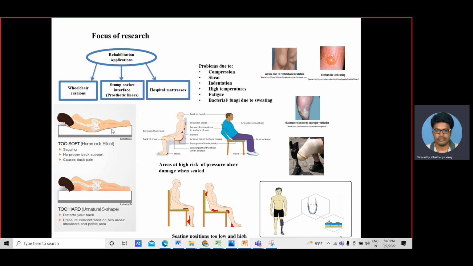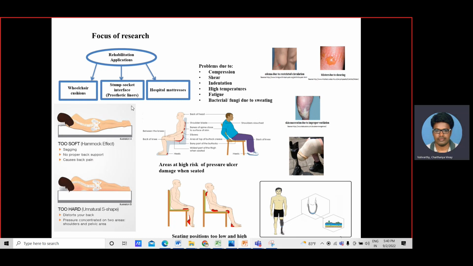First, let's see what the problems are in hospital mattresses. If the cushion is too soft, it undergoes sagging, there is no proper back support, and it causes back pain. If the cushion is too hard, it distorts our back and pressure is concentrated only on two areas, which are the shoulders and pelvic region.